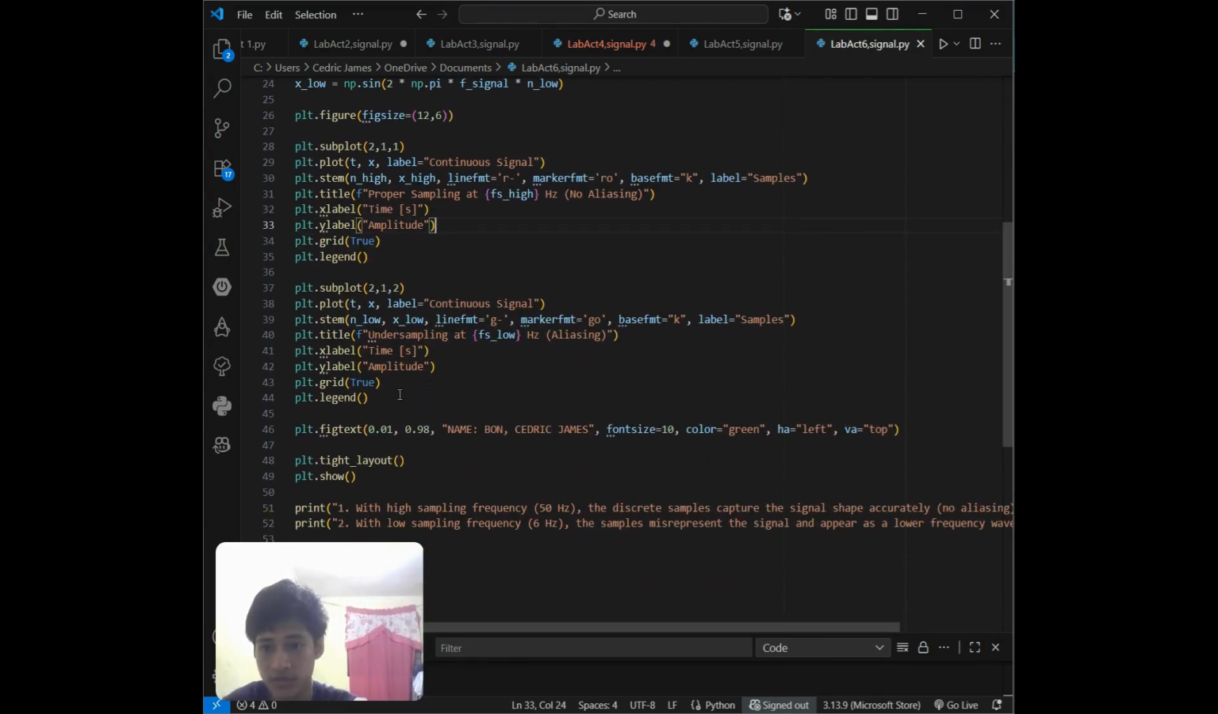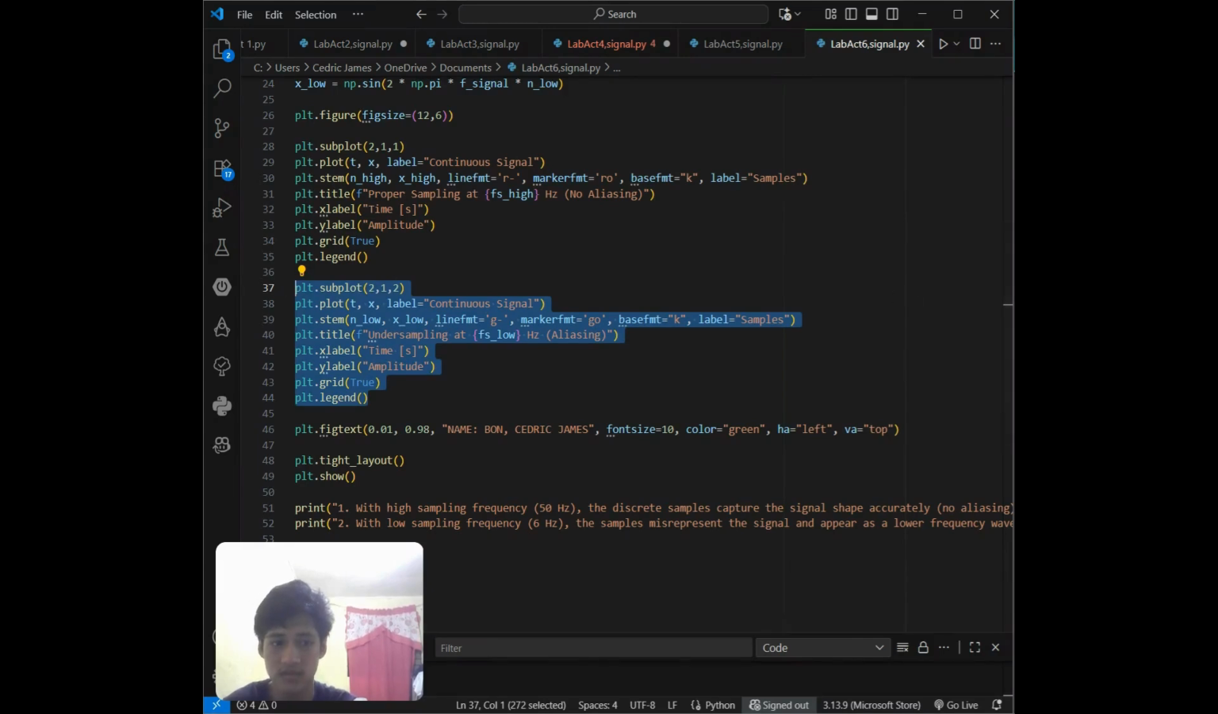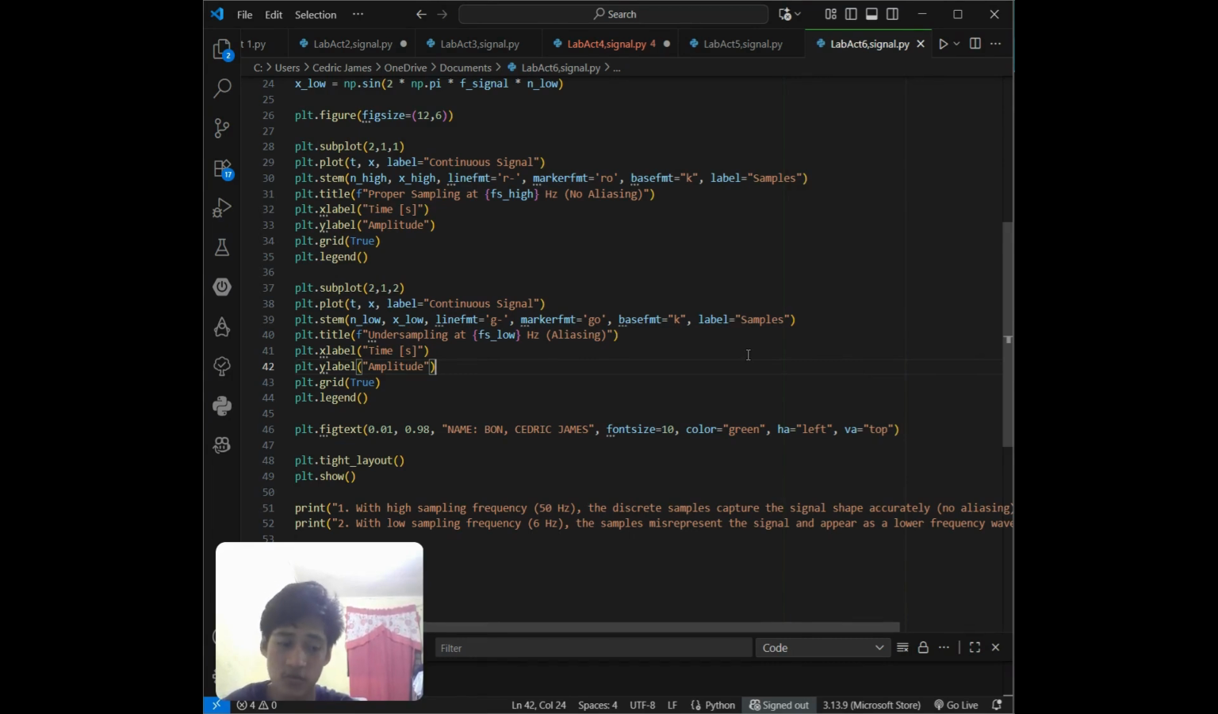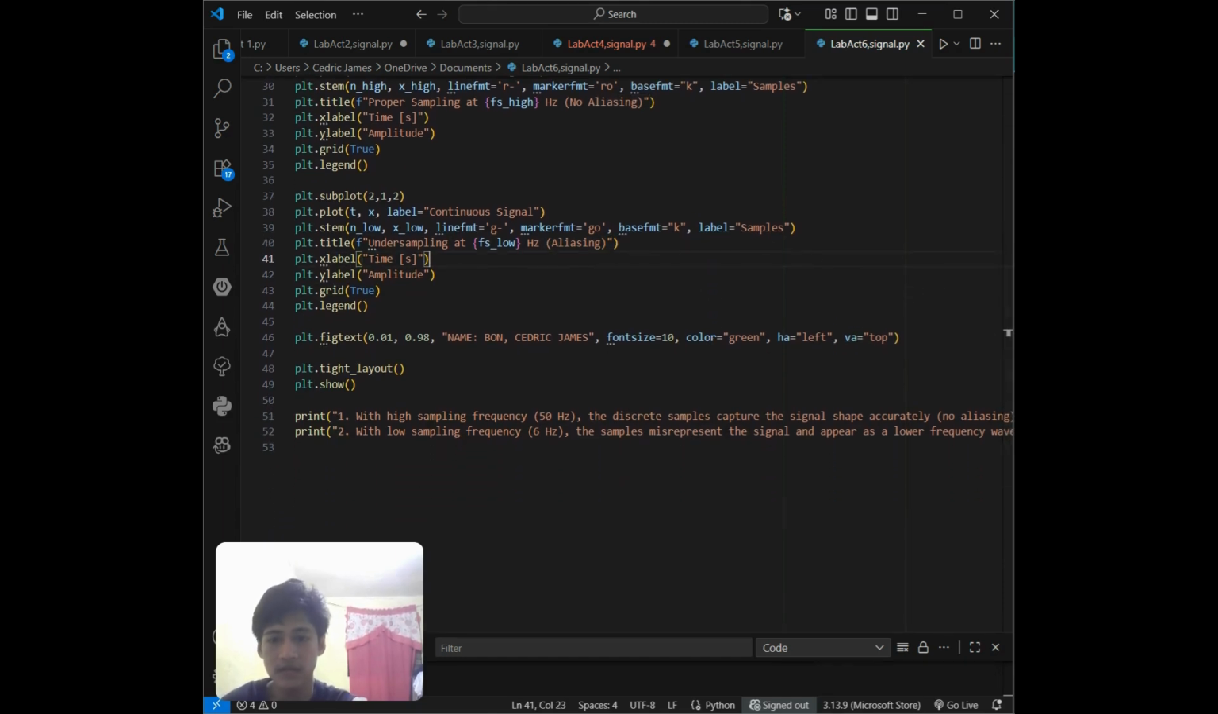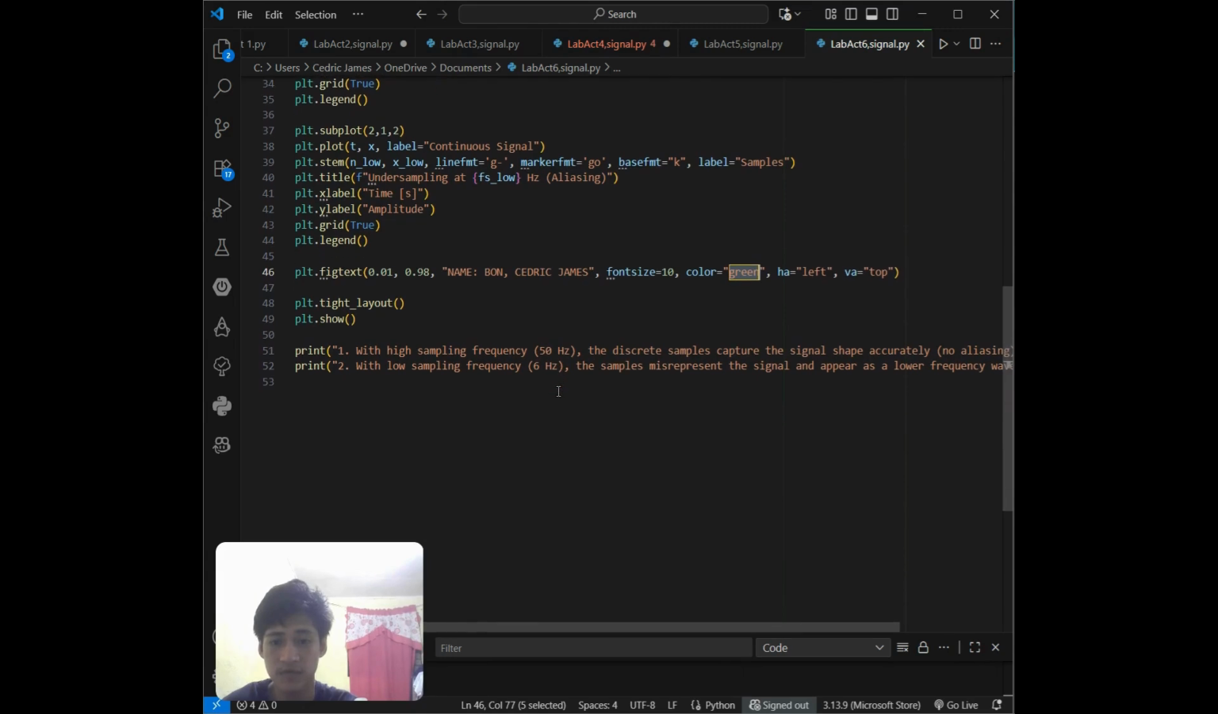So the plt.subplot 212 line has the samples taken at 6 hertz, which is less than twice the signal frequency. The discrete samples now misrepresent the actual signal, appearing as a slower or distorted wave. This is aliasing. So the plt.figtext line adds my name in color green, and it displays the final figure with two subplots, proper sampling versus undersampling.